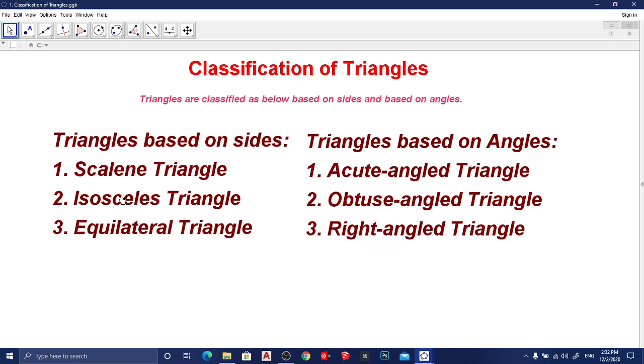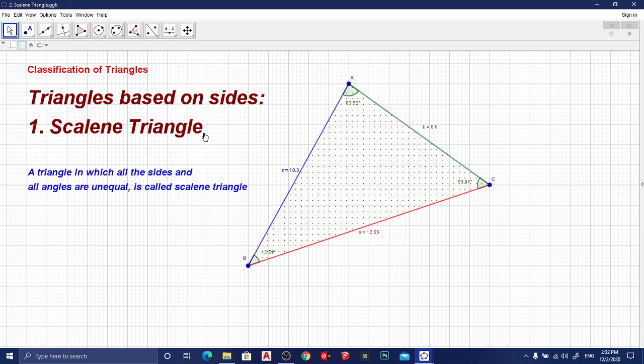So these are the main types of the triangles. Based on the sides are 3 types: scalene, isosceles, equilateral. Based on the angles are acute angle triangle, obtuse angle triangle, right angle triangle. Now let me briefly explain all the types of triangles separately. Triangles based on sides. This is the first one, the scalene triangle.